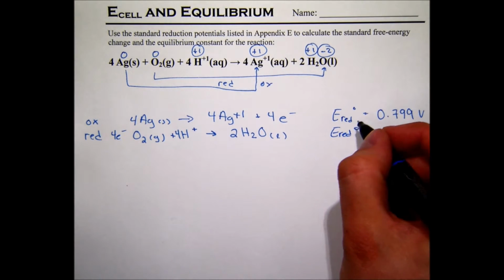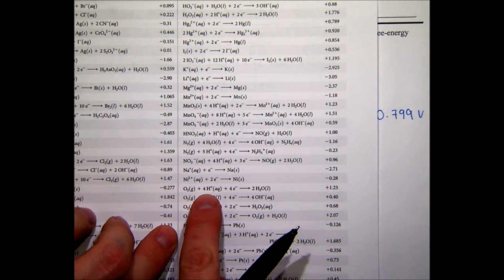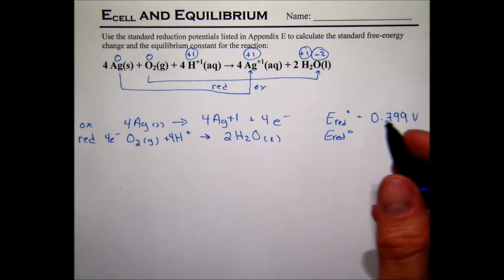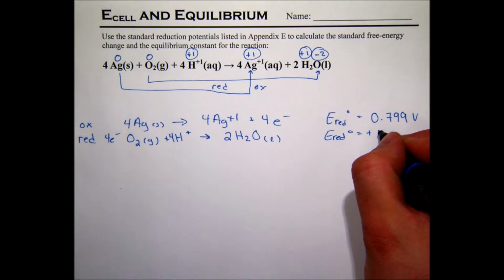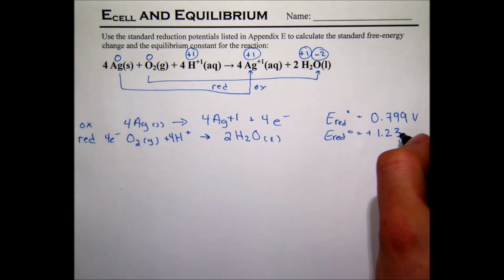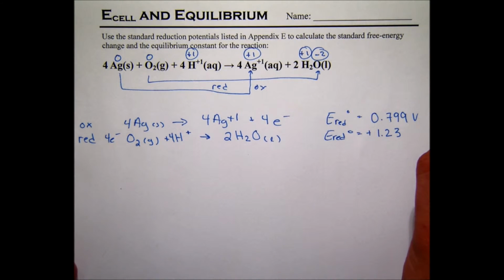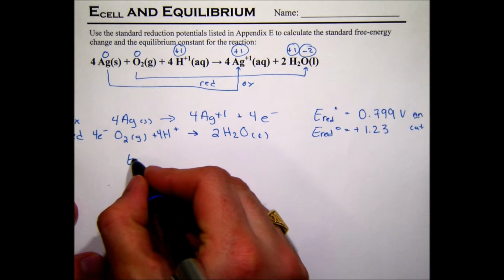So standard cell potential. We look it up, and under oxygen plus 4 moles of H plus, 4 electrons gives me 2 moles of H2O. That's exactly what we have. So that's equal to plus 1.23. So we have oxidation and reduction. So that means we have our anode and our cathode in this particular expression.